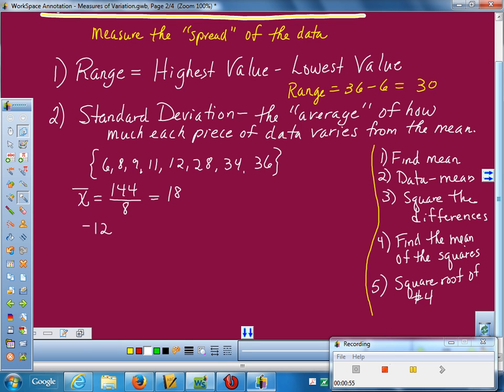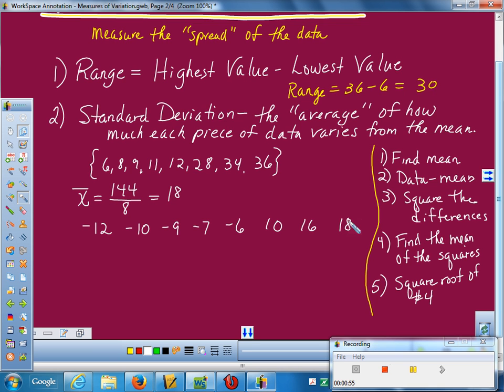Well, until I tell you more of the story. 8 minus 18 is negative 10, negative 9, negative 7, negative 6. Then, whoa, positive 10. 34 minus 18 would be 16. 36 minus 18 would be 18. Everything that is greater than 18 is positive. So all the numbers that were below 18 came out with negatives, but all the numbers that were above 18 came out positives.